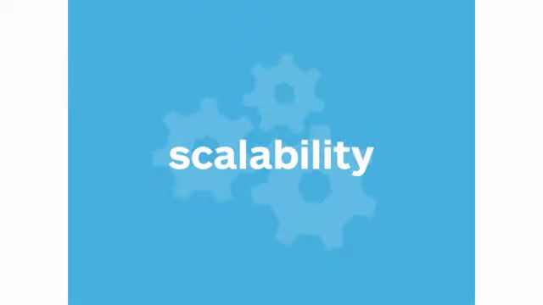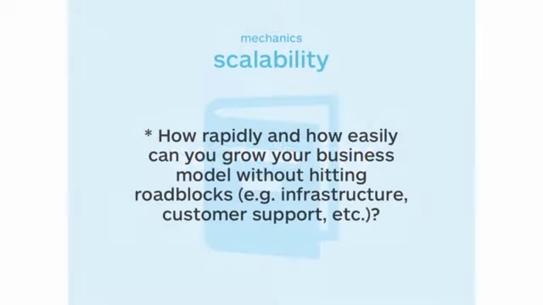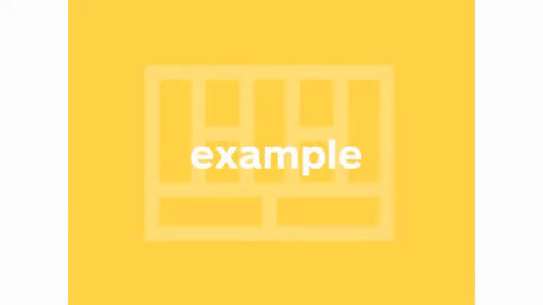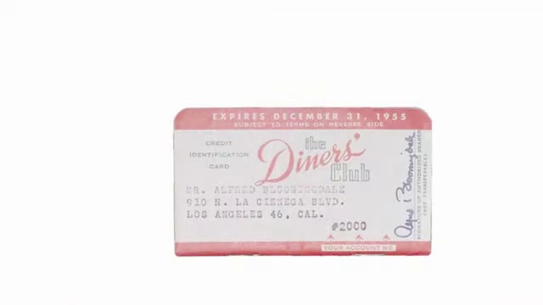Let's look at the next question, scalability. So how rapidly and how easily can you grow your business model without hitting roadblocks in terms of infrastructure, customer support, etc.? The model we've seen before on Facebook is extremely scalable. But I will show you a different example, and we'll go back in history a little bit. We'll look at credit cards. We'll in fact look at the first credit card that existed, the first credit card that would allow you to pay in different places.